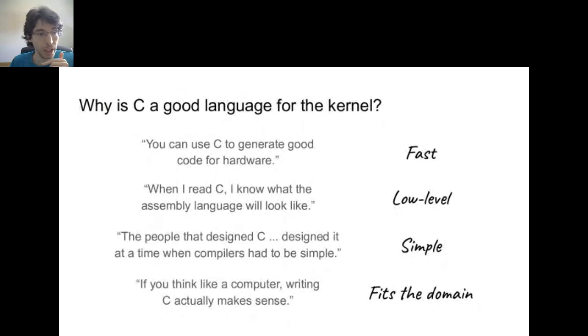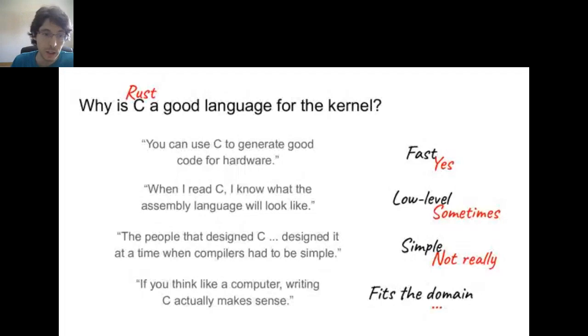So going back to the slide that we had on why C was a good language for the kernel, let's compare with Rust, right? So is Rust a good language for the kernel? The first point was, is it fast? Yes, you can generate fast code with Rust. Sometimes you have, as I said, these runtime checks, etc. But in general, if you take care, and even if you need to reach for unsafe in some small case, you can write good code with it. And we use LLVM as the backend. There is also GCC, I will mention it later. So yes, we can generate code as good as C or C++ or any other language like that.